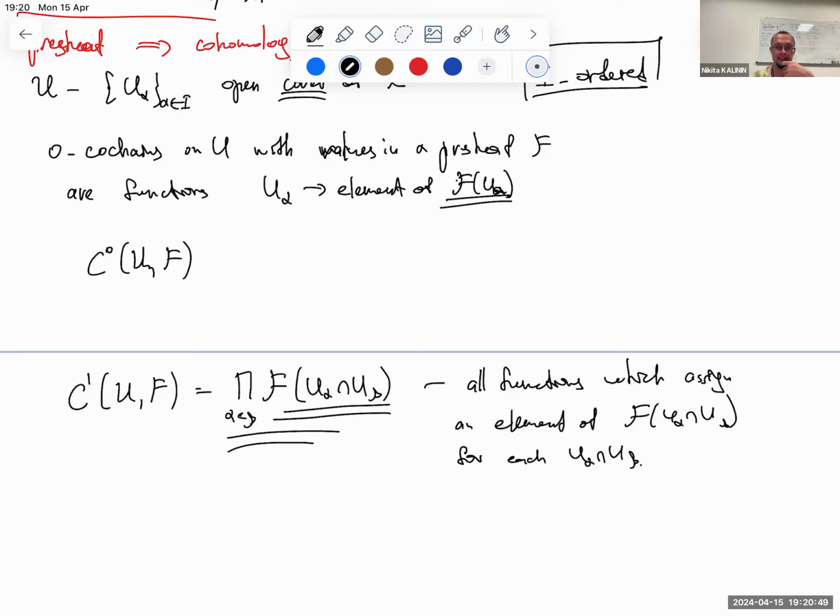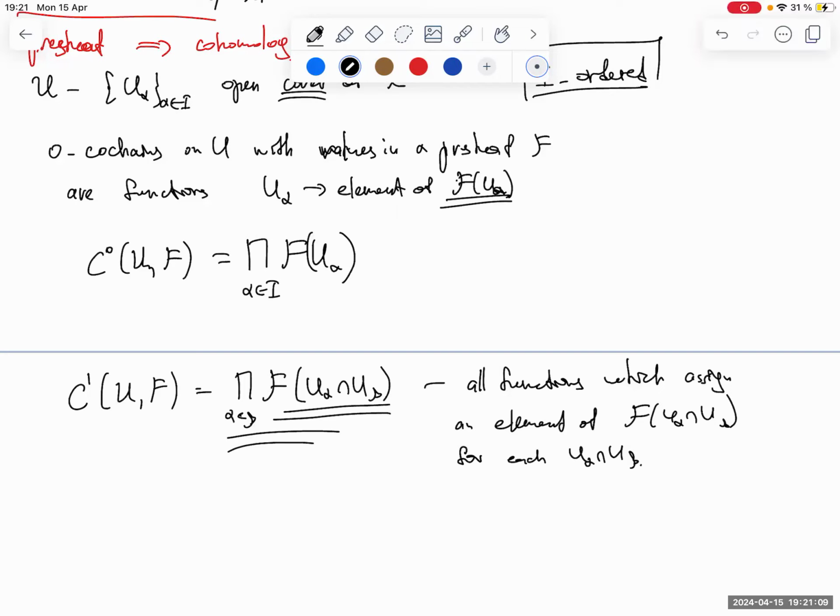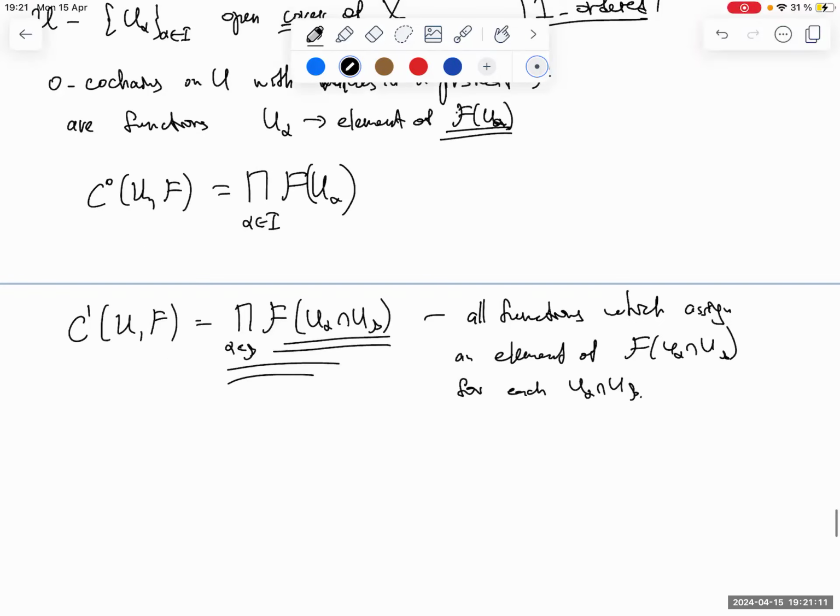Is it right that zero cochains of U with coefficients in the presheaf is just a product of F of U alpha over all alpha? Yes, you're right. So product of F of U alpha. Thank you. And the same for all k chains and so on. So it's just the same definition.